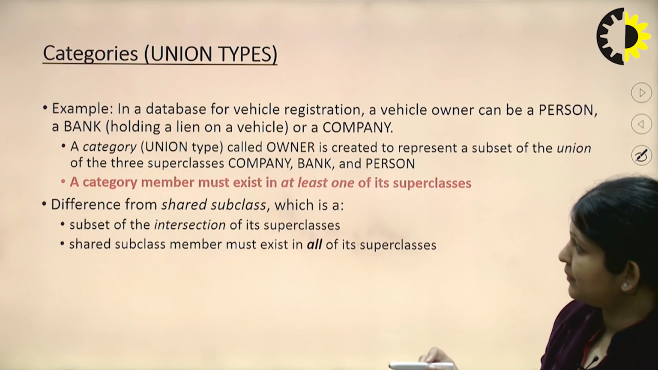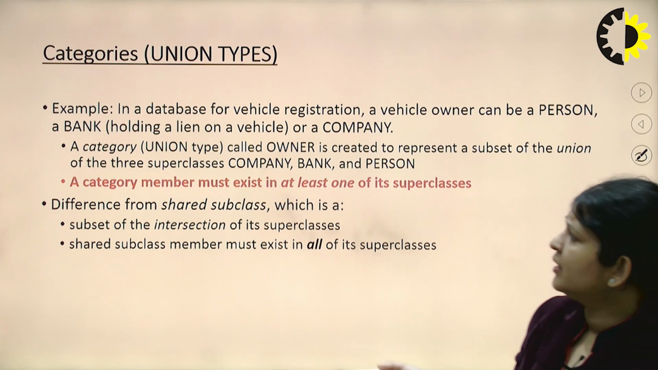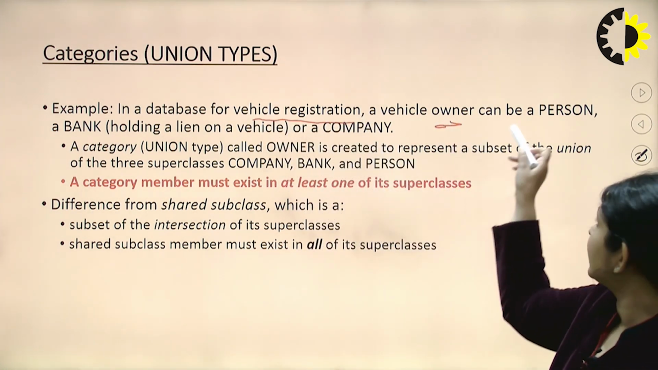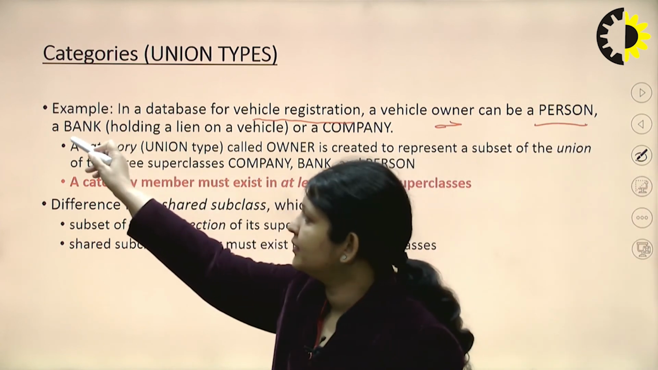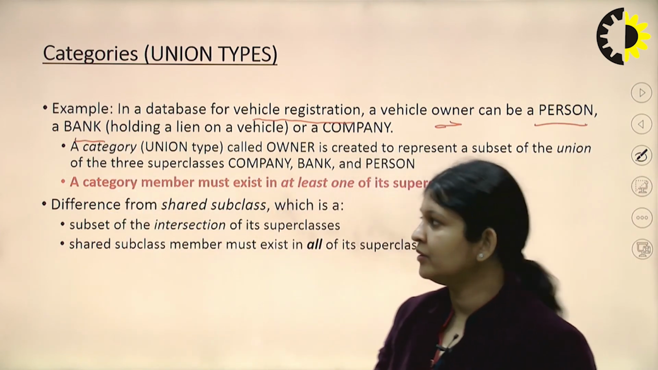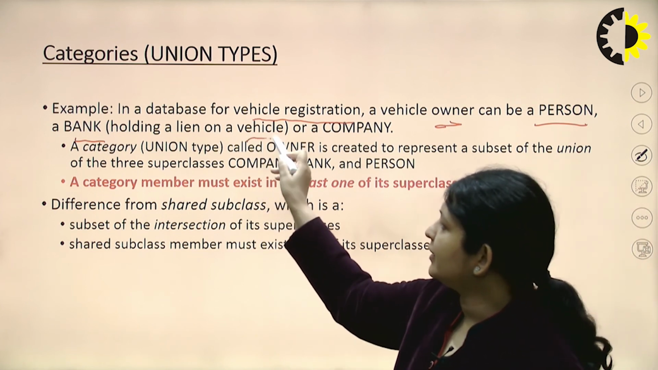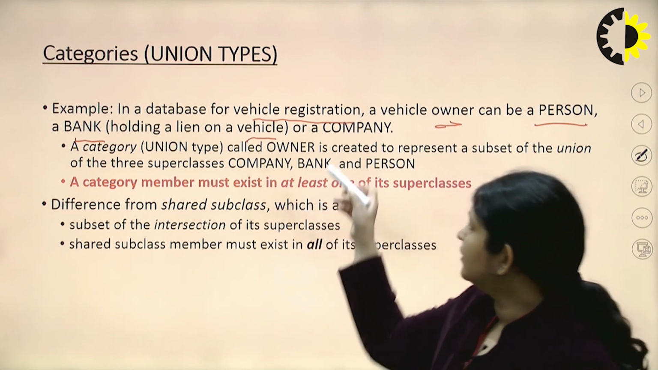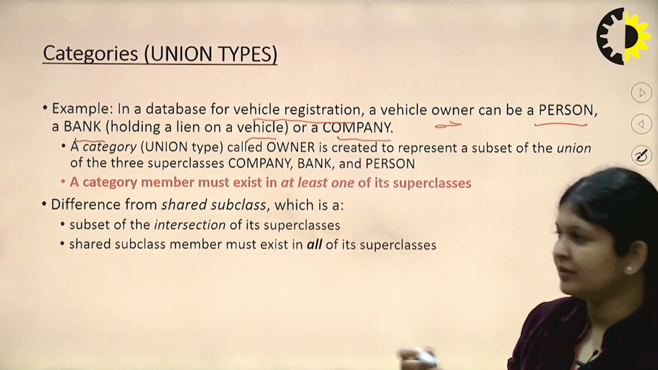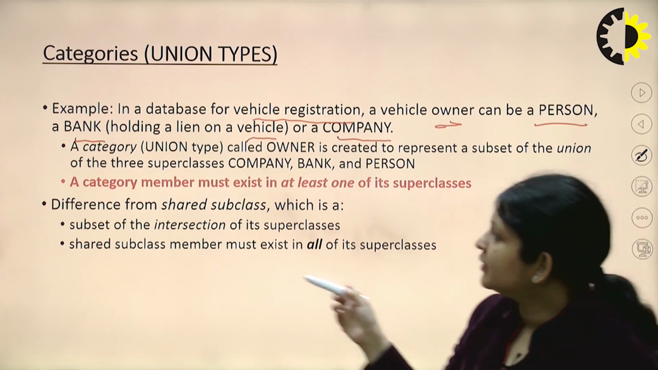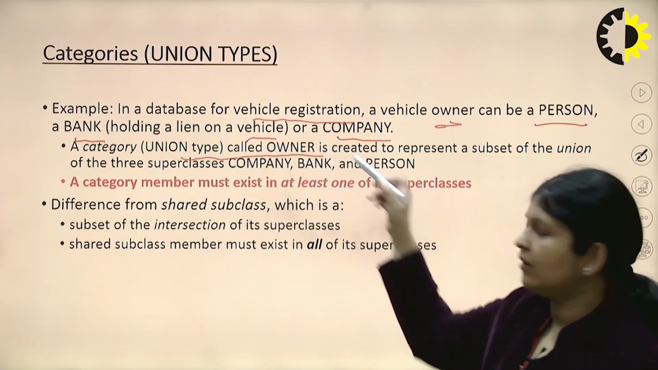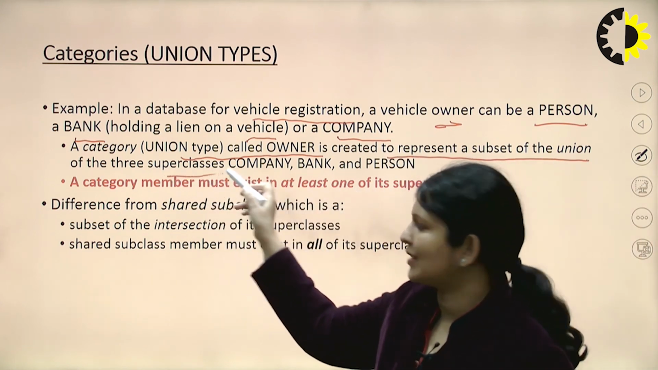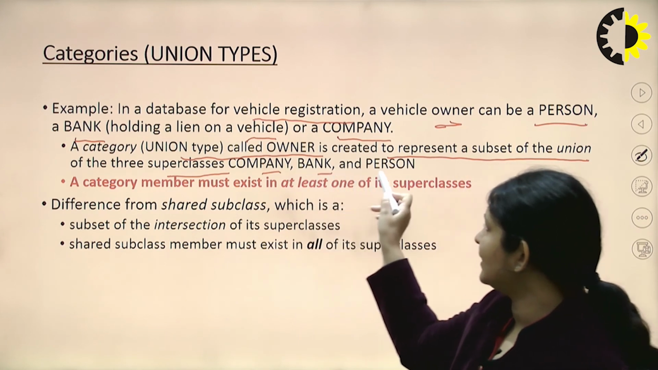Let's see an example. Say, in a database for vehicle registration, a vehicle owner can be a person, or a bank. In case we have taken a loan for the vehicle, then the bank would be the owner till we pay all the money to the bank. Or a company may be the owner if they are giving it on EMI. Then a category of the union type called owner is created to represent a subset of the union of the three superclasses: company, bank and person.